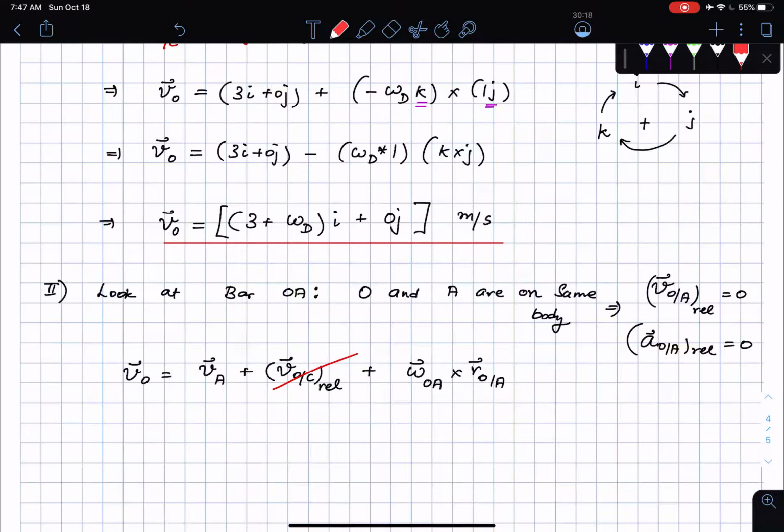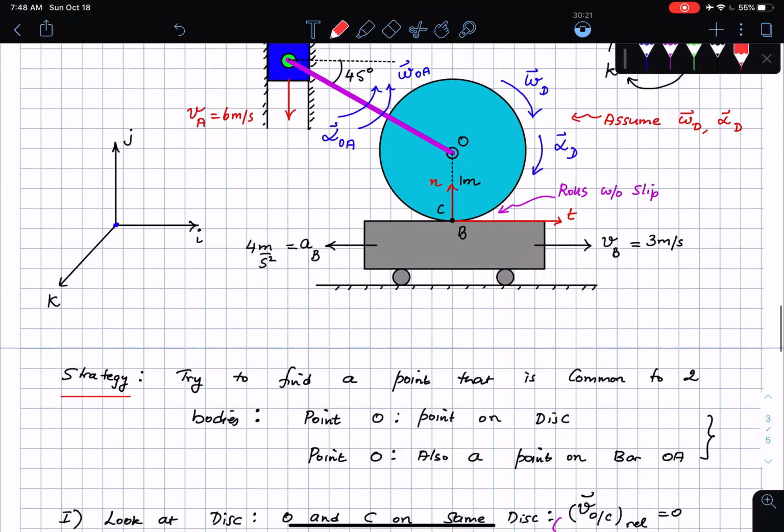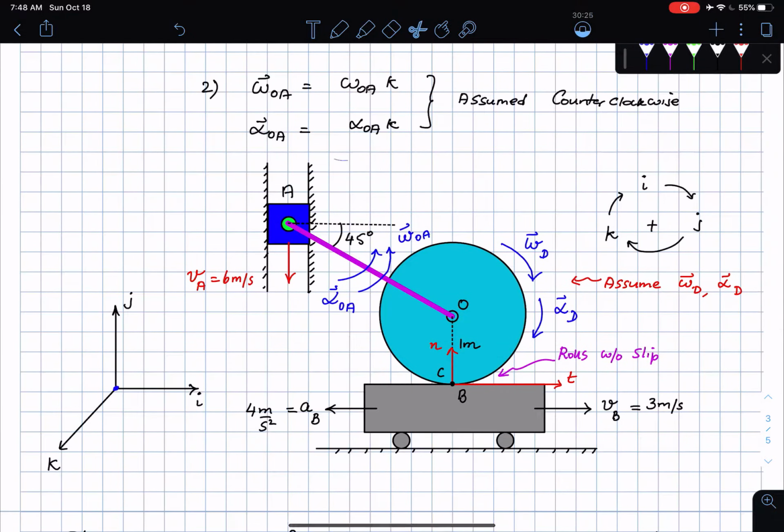Let me maybe just grab the bar OA and the disk and the body here. Let me maybe bring these two down.